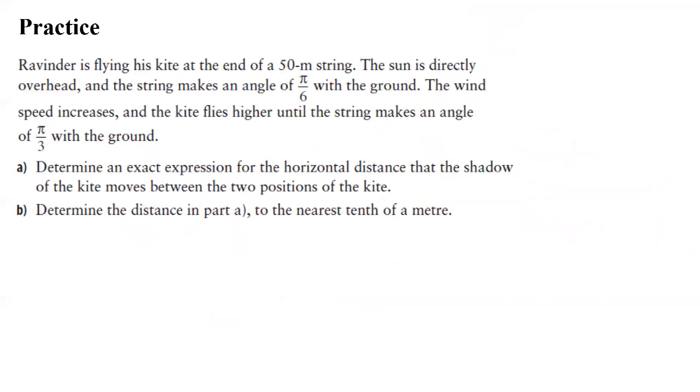Ravender is flying his kite at the end of a 50-meter string. The sun is directly overhead. The string makes an angle of 1/6 pi with the ground. The wind speed increases and the kite flies higher until the string makes an angle of 1/3 of pi with the ground. A, determine an exact expression for the horizontal distance that the shadow of the kite moves between the two positions of the kite. B, determine the distance in part A to the nearest tenth of a meter. Okay, I'll give you 3 minutes to complete this practice.